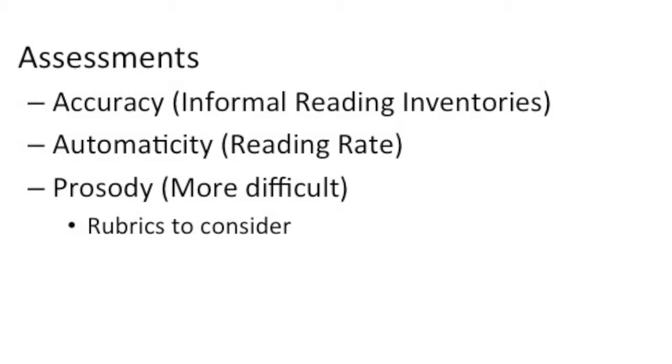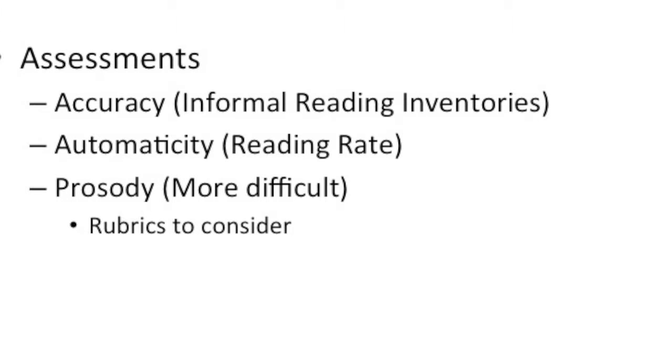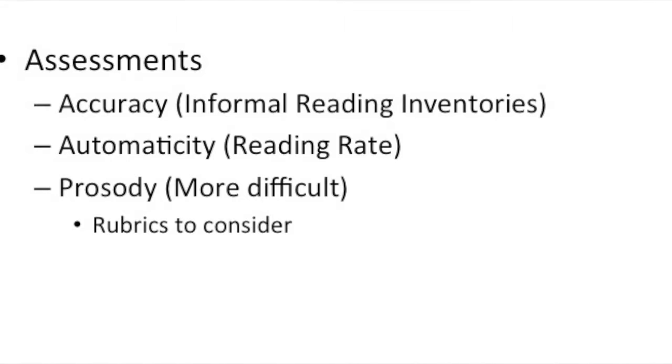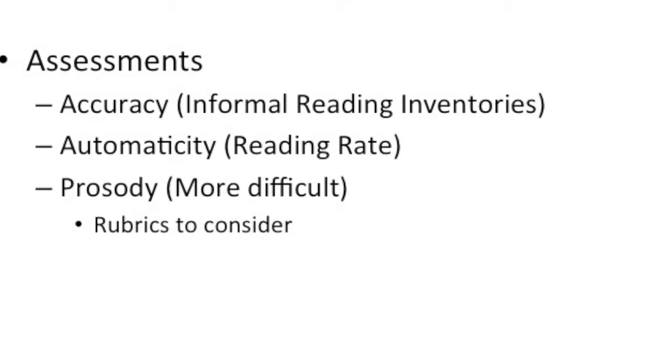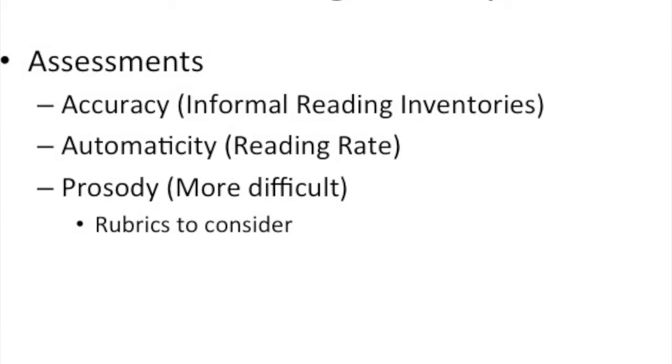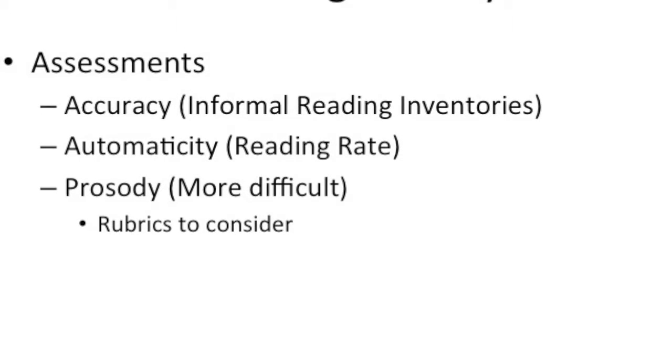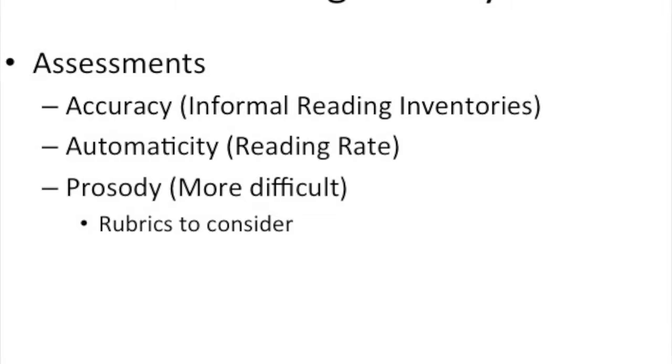In order to assess fluency, we can look at each of the three components separately, although many assessments combine them and look at more than one component at a time. The informal reading inventories that we have already started to look at, which includes the QRI that we will be using in this course, provide assessment data on accuracy and automaticity. Can students read the printed word, and at what rate are they reading?